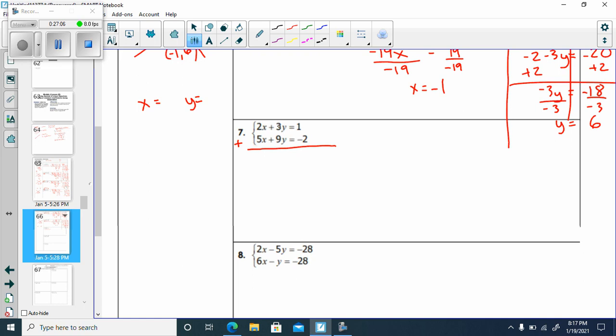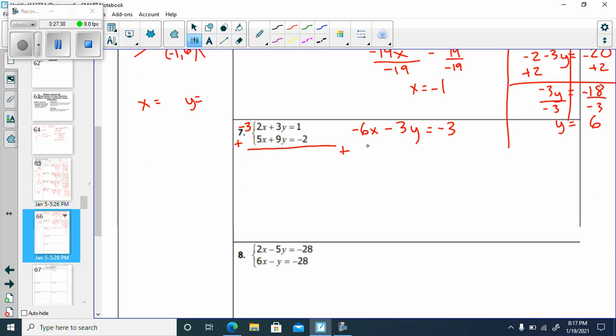Is there anything I can multiply 3 by to get 9? Yeah, you can do it by 3. How about that? And I need to do this by negative 3, so I have negative 9y plus 9y, right? That would allow me to eliminate that variable. That would give me a 0. So everything up here we multiply by negative 3. Negative 3 times 2x is negative 6x. Negative 3 times 3y is negative 9y. Negative 3 times 1 is negative 3.